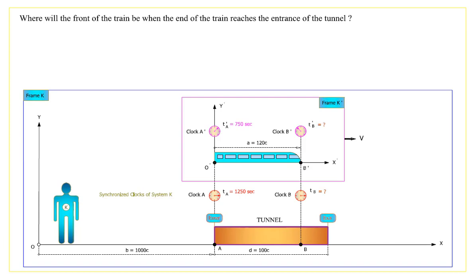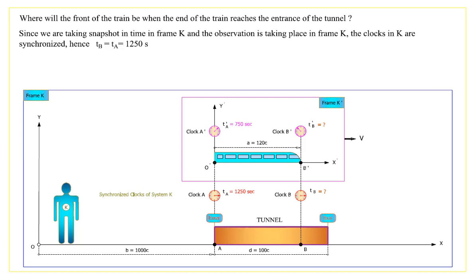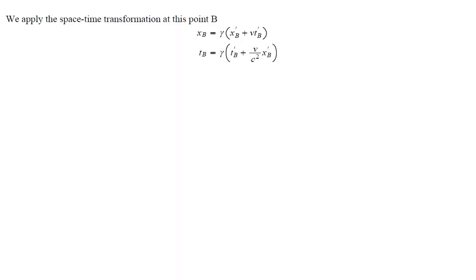Where will the front of the train be when the end of the train reaches the entrance of the tunnel? Since we are taking a snapshot in time in frame k and the observation is taking place in frame k, the clocks in k are synchronized, hence tb equals ta equals 1250 seconds. At time tb equals ta equals 1250 seconds, the front of the train relative to k prime will be at x prime b equals a. We apply the spacetime transformation at this point b.